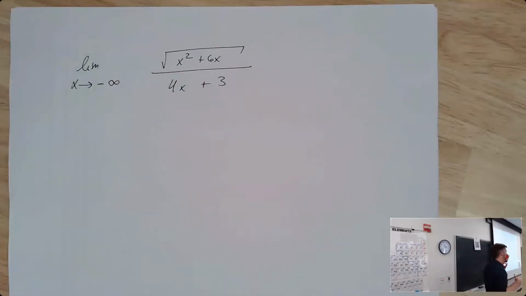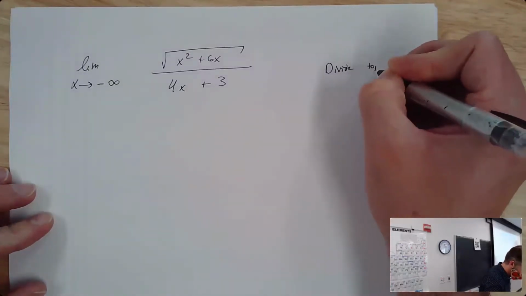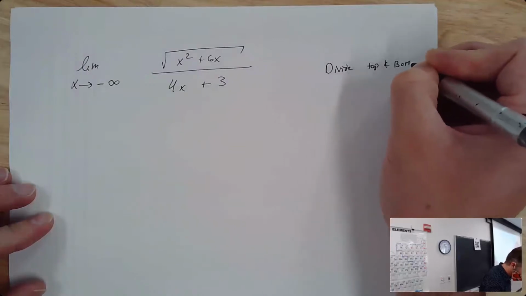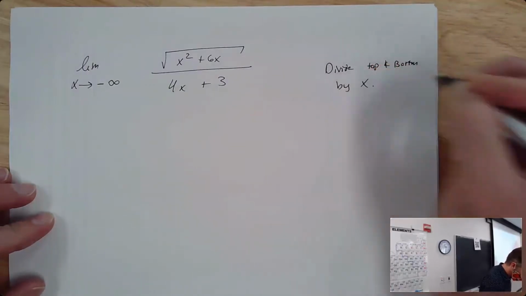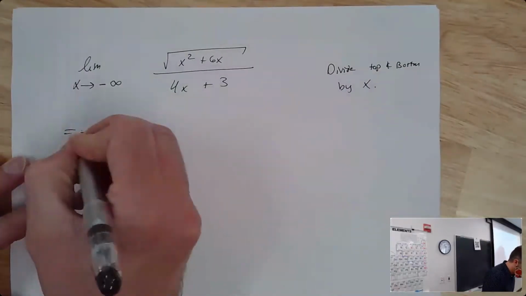So here's what we're going to try to do. We're going to try to pull out an x somehow from the top so we can cancel it with an x on the bottom. What we would like to do is divide everything, top and bottom, by x. But to really be able to do that, you have to be able to pull an x out of the square root. Well, we can totally do that. Watch this.